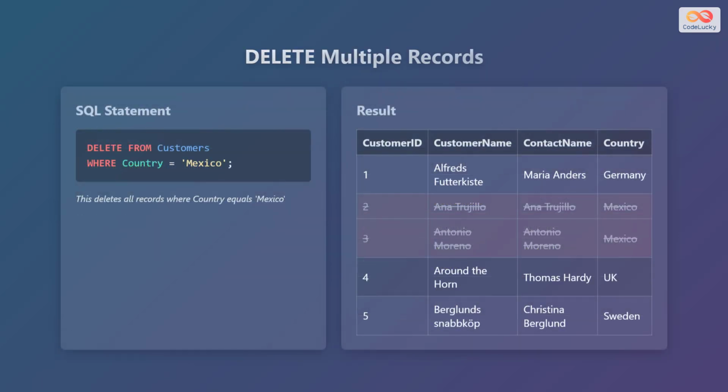In this slide, let's see how to delete multiple records from the Customers table. The SQL statement is: DELETE FROM Customers WHERE Country = 'Mexico'. This statement will delete all records where the country is Mexico from the Customers table. After executing the statement, the records of Ana Trujillo and Antonio Moreno will be removed from the table. All other records from other countries will remain intact. Therefore, we will have the records with CustomerIDs 1, 4, and 5.